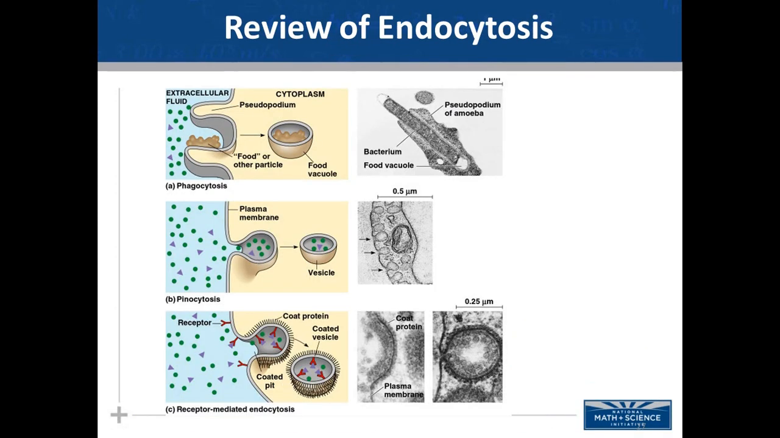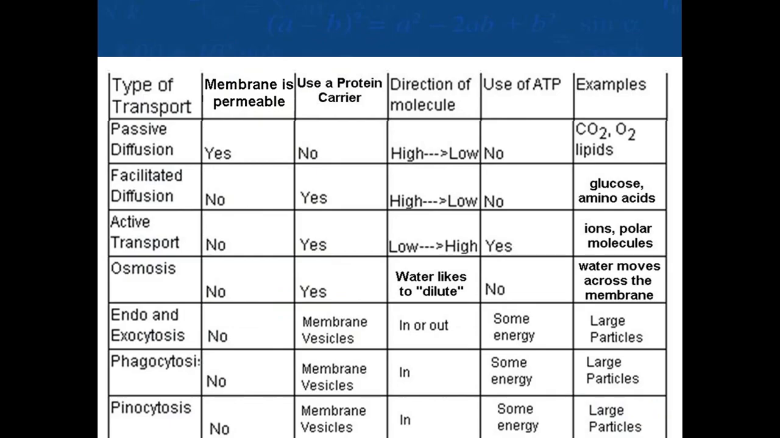So this is a nice review of endocytosis. There are three types. There's phagocytosis, in which there are large particles that are being engulfed. There's pinocytosis, in which dissolved materials are coming into the cell. And then there's receptor-mediated endocytosis. All three of these are bringing things into the cell.